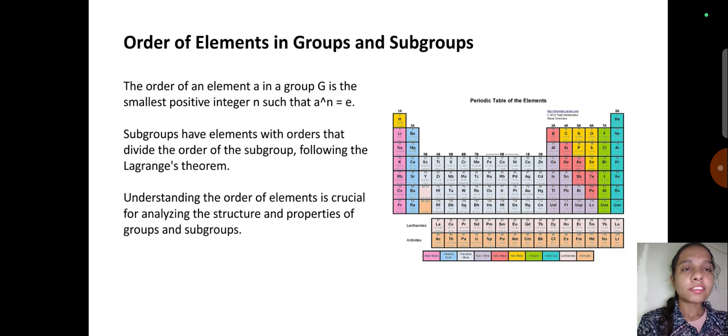And order of elements in groups and subgroups. The order of an element a in a group G is the smallest positive integer n such that a^n equals e. Subgroups have elements with orders that divide the order of the subgroup, following Lagrange's theorem. Understanding the order of elements is crucial for analyzing the structures and properties of groups and subgroups.